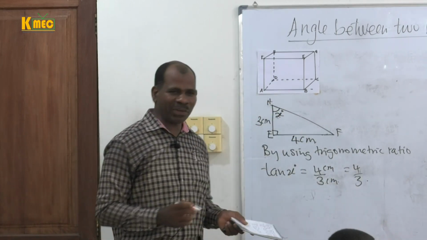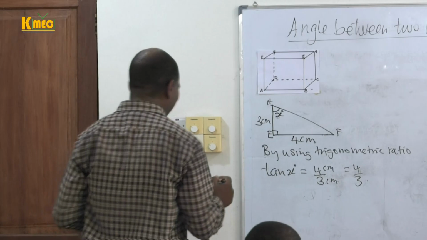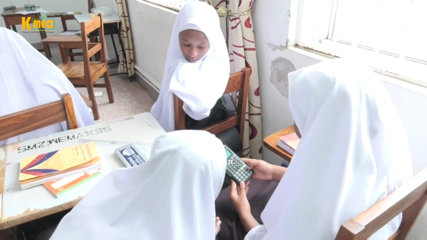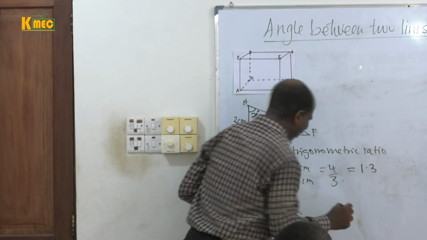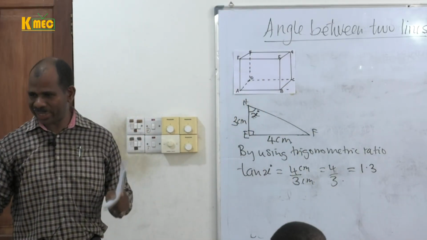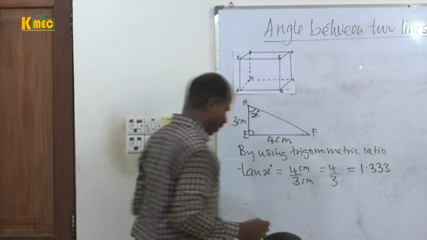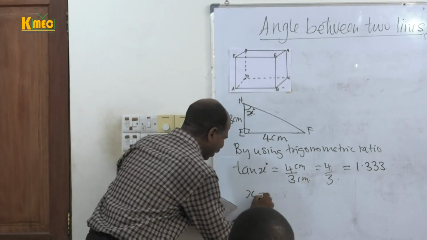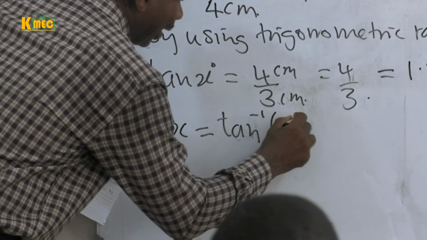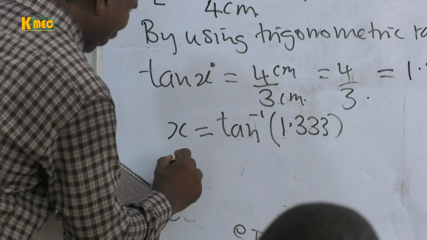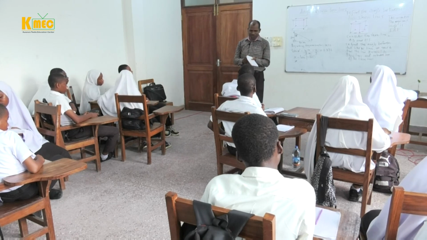So who can divide 4 over 3 in decimal? Use your calculator to divide 4 over 3. 1.3, good. 1.33, isn't it? 1.333. And the value of X is equal to tangent inverse of 1.333.